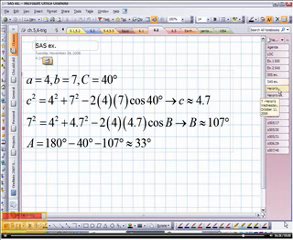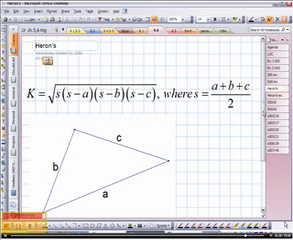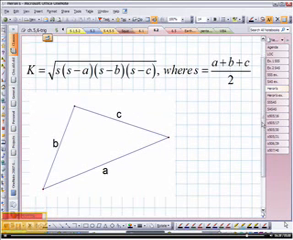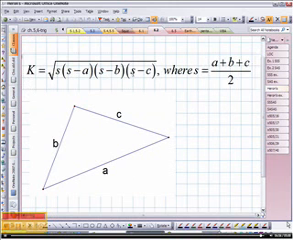Also in this section is Heron's formula. Heron's formula is another way to get area of an oblique triangle, and this is particularly convenient when you have side-side-side. S is called the semi-perimeter. You add up the three sides, a plus b plus c, and divide by 2. And then our area K is given by the square root of that semi-perimeter S times S minus a times S minus b times S minus c. So here's the formula for area using Heron's formula.